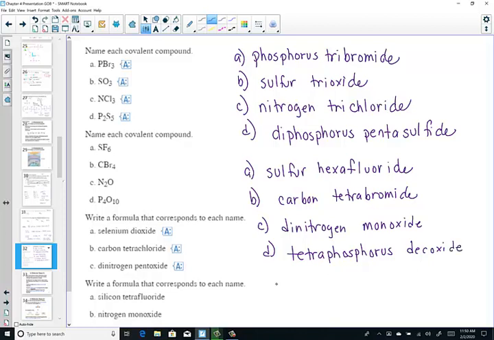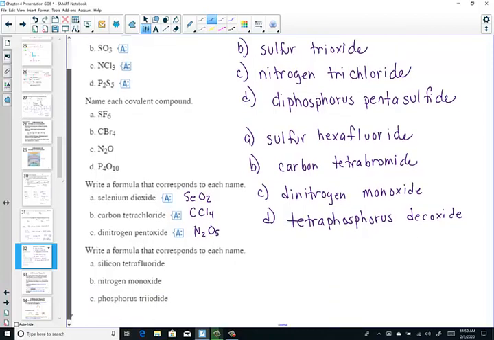Alrighty, how'd we do? Selenium dioxide. Carbon tetrachloride. Dinitrogen pentoxide. Silicon tetrafluoride. Nitrogen monoxide.